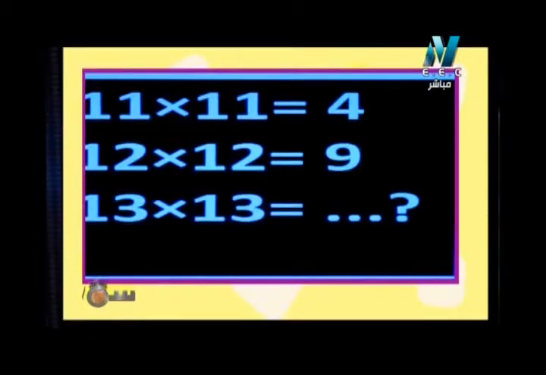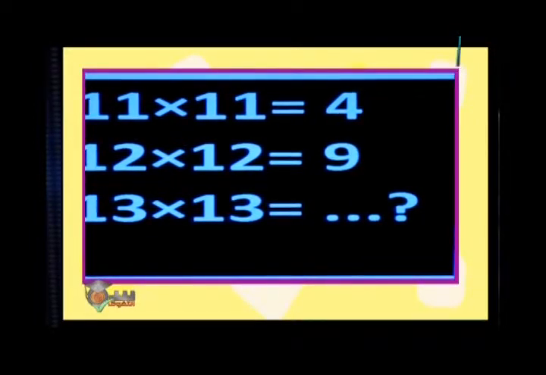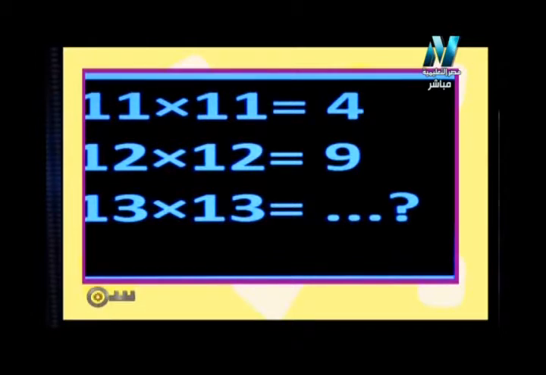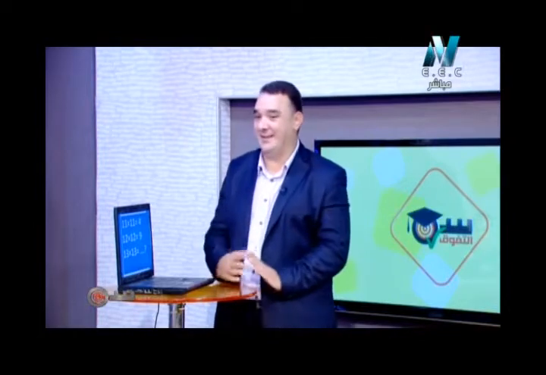Imagine that 12 by 12 equals 9. 13 by 13 equals what? 14. Why? Because 11 times 11 equals 4, and 12 times 12 equals 9. The difference from 9 to 4 is 5, so it would be 14. Wait, Matthew, please. Mirola said what? 13 by 13 equals what? The difference between 9 and 4 is 5. You add 5 to 4.